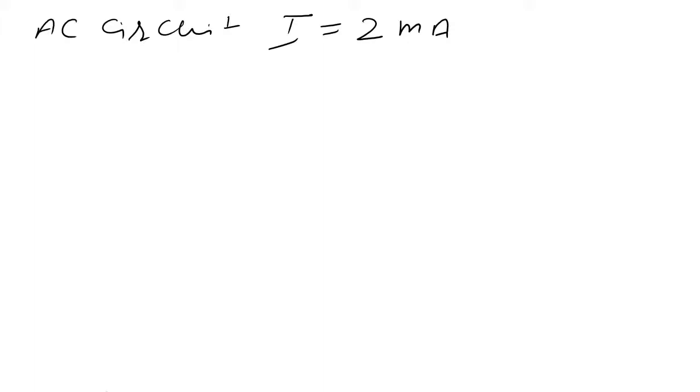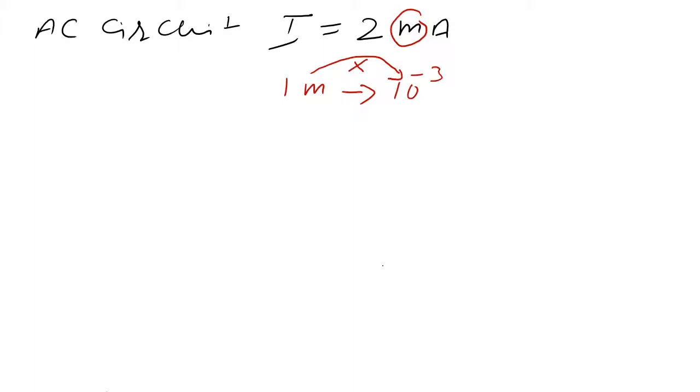The same thing is for the AC current. If the AC current is given like this, the current is equal to 2 milliampere. So this 2 milliampere you cannot use. This milli you have to change. So how can you change this milli? So 1 milli is equal to 10 to the power minus 3. So here you are changing this milli to the number. So if you are moving from here to here, you have to multiply.